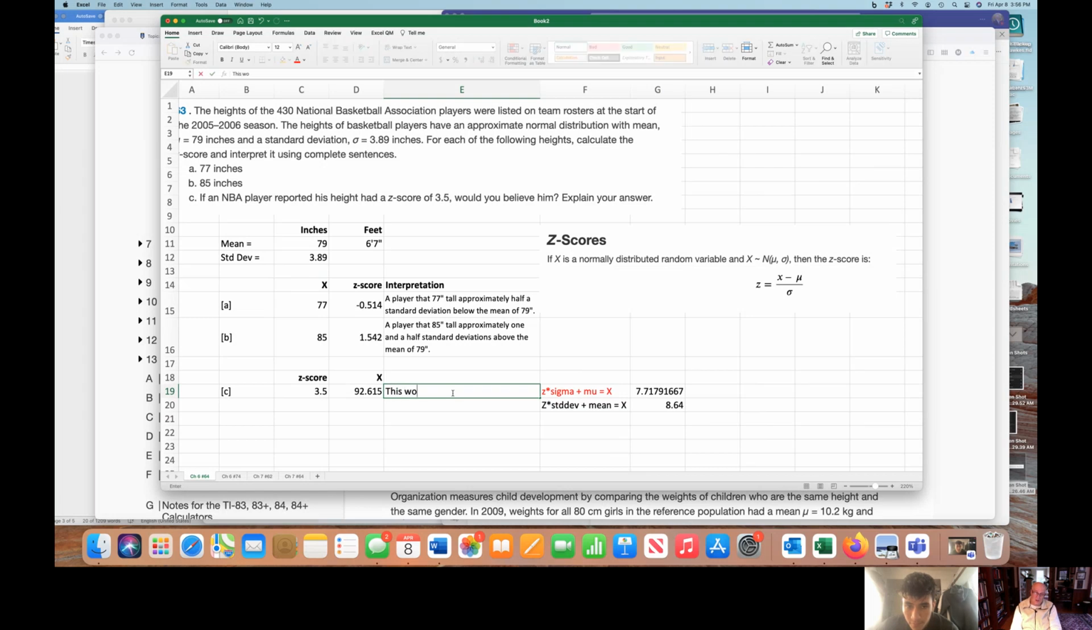This would make the player 7 feet 8.5 inches tall, right? Or 8 inches tall. Let's just round it up. Let's say 8 inches tall, which is probably unlikely.